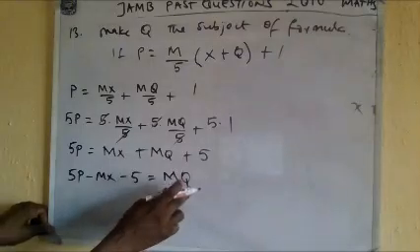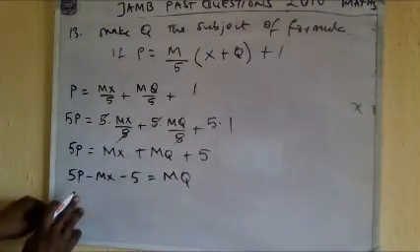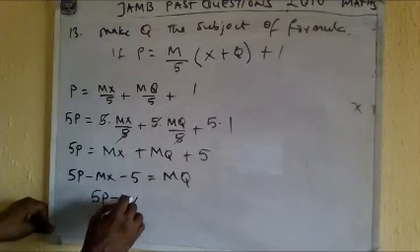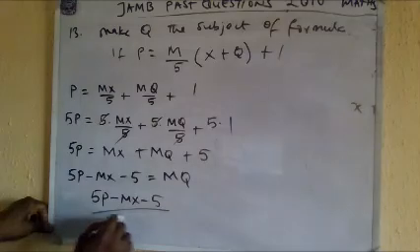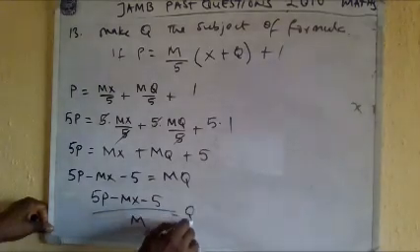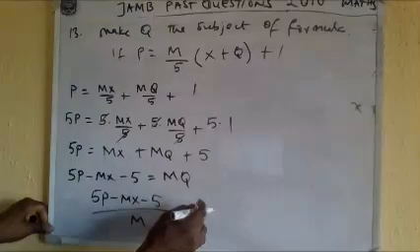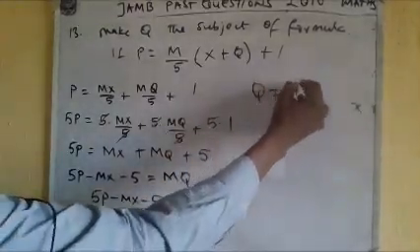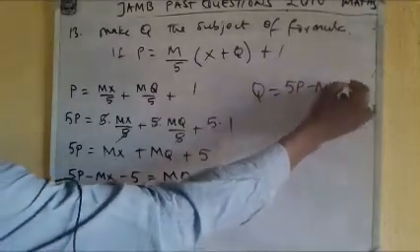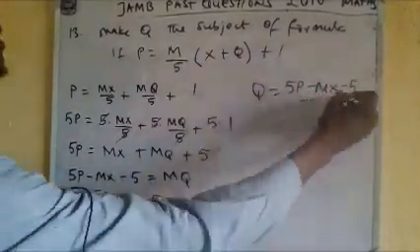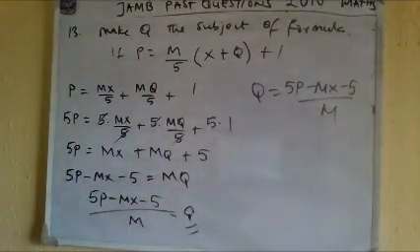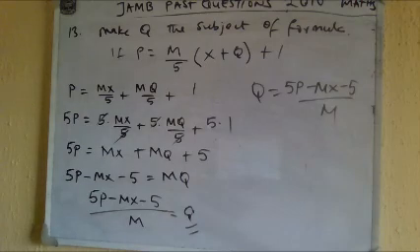At this point, to make q the subject, I'll divide both sides by n. So 5p minus mx minus 5, all over n, is equal to q. So q is the subject now. It can be on this side or on this side. If I flip it that way, it is q equals 5p minus mx minus 5 all over n. So that is q being the subject of the formula. All right, so we'll go to the next question.